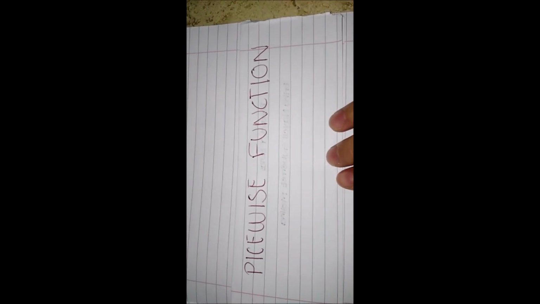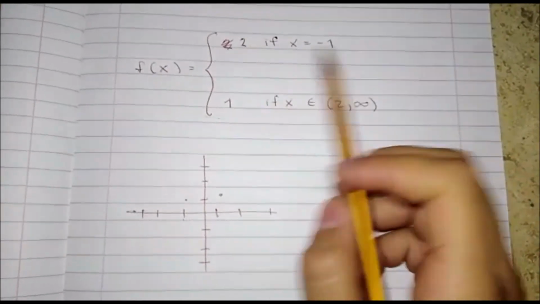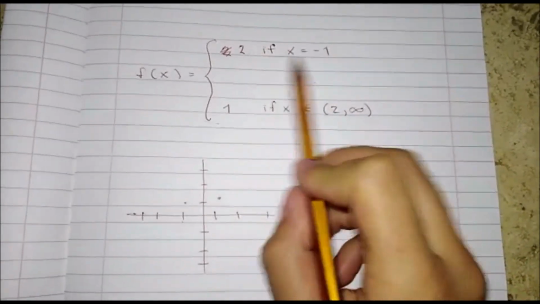I'm going to explain piecewise functions. A piecewise function is a function divided into multiple subfunctions like this, each function applying to a certain interval. This is our function, and this is our subfunction, and this is our restriction.